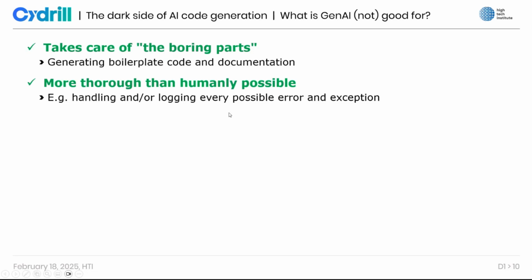The second one is being more thorough than any human, which means that there are some situations where a human may overlook something, like forgetting to add authentication to a function, but the model will be a lot more thorough, and it will do that consistently for every single function. It will not make those kinds of mistakes that humans can. Or something like logging every possible error and exception is also something they can be good at. Of course, as long as they have been trained on those errors and exceptions in the first place.